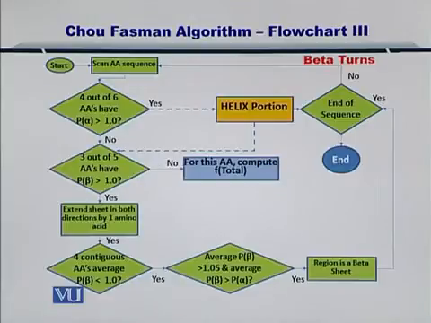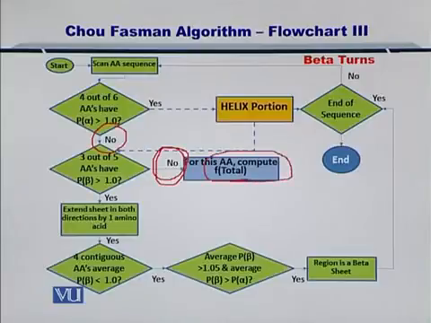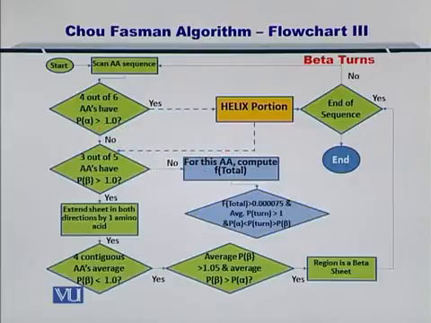If a sequence did not have the propensity for forming an alpha helix and it did not have the propensity for forming a beta sheet as well, all we are left with is to compute the propensity for these amino acids to form a beta turn. For that, we compute the F total as given by the Chou-Fasman algorithm. So there are 3 conditions after this.